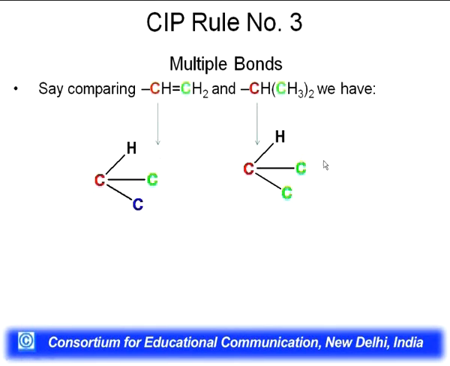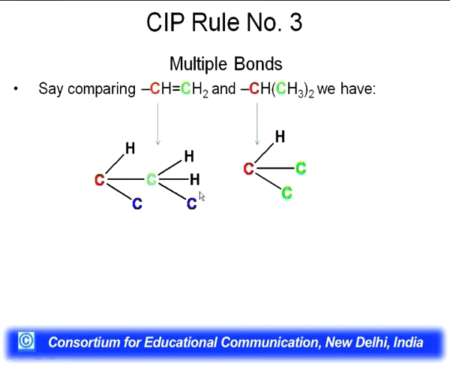So now how do I compare the two priorities? For this, let us go back to rule number 1. When we have similar atoms attached to the chiral center, we move on to the next set of atoms. Now we have the next set of atoms the same. We move further to the next set of atoms, and what we get is that this green carbon in the alkenyl group is attached to two hydrogens, these two hydrogens, and there is one more carbon bonded to it, which is the hypothetical carbon.